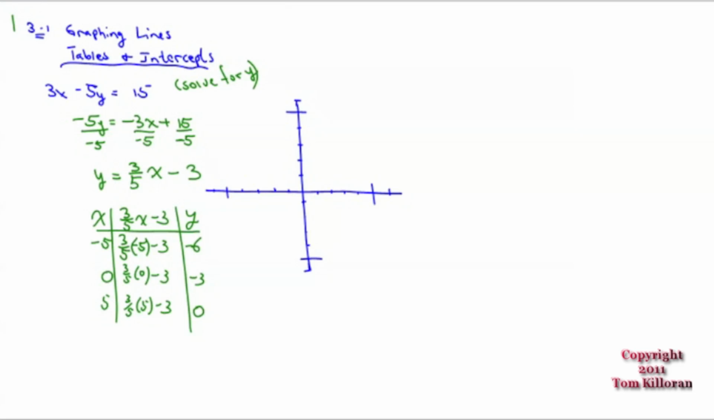Down 6, to the left 5. No, to the left 5. X's are always left-right first, Y's are always up-down second. So you're going left 5 and down 6. You start at the origin, go left 5, and then down to our maximum here of 6. Someplace right around here would be (-5, -6).